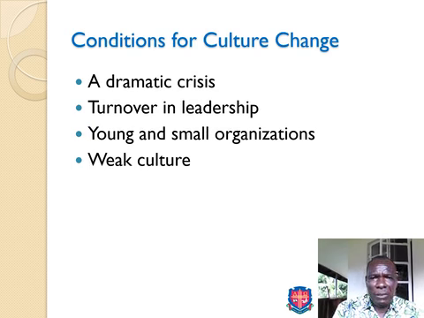So what are the conditions for culture change? What brings about culture change? Now we are going to emphasize the issue of culture change. If there is a dramatic crisis, there will be need for culture change. If there's turnover in leadership, if there's change in leadership, there may be a need for cultural change. If the organization is very young and very small, there may be need for cultural change. And when there is a weak culture, there will be a need for cultural change. So there are many preconditions why there might be a need for cultural change.